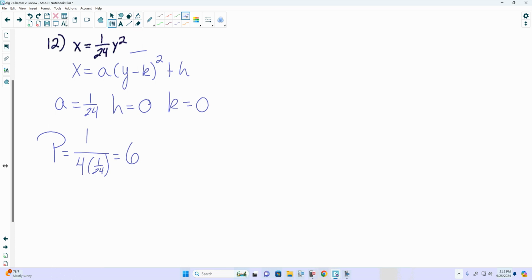Questions on this so far? So the 1 over 4 times the number, that's our definition for p and a. A is equal to 1 over 4p. P is equal to 1 over 4a. I just haven't been writing 1 over 4a or 1 over 4p.